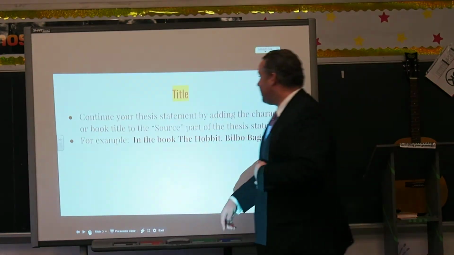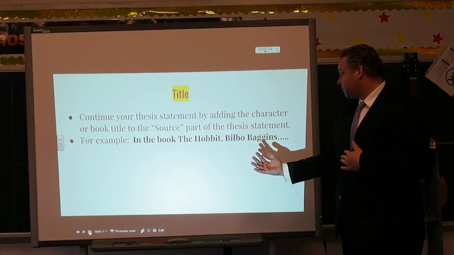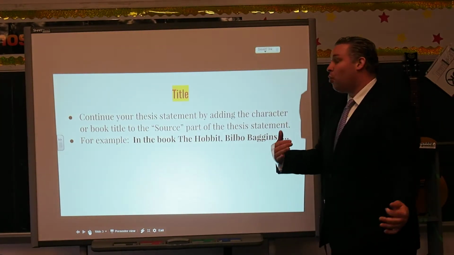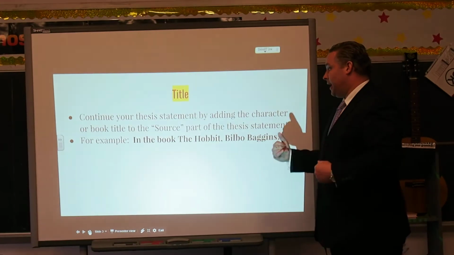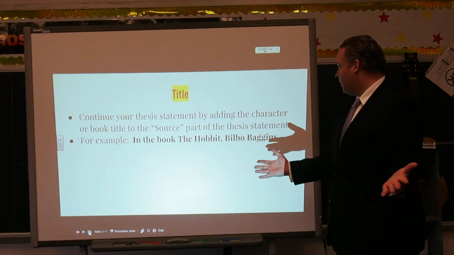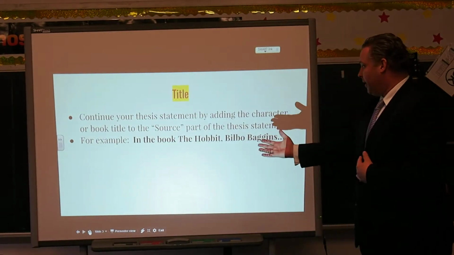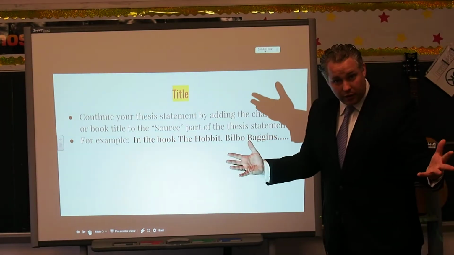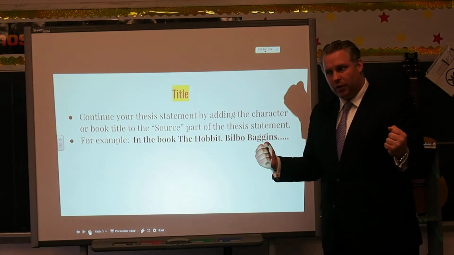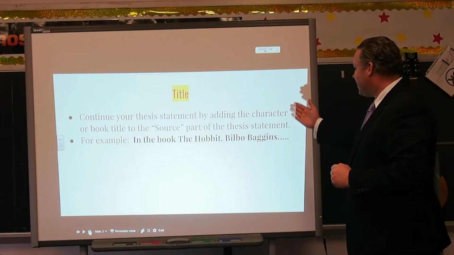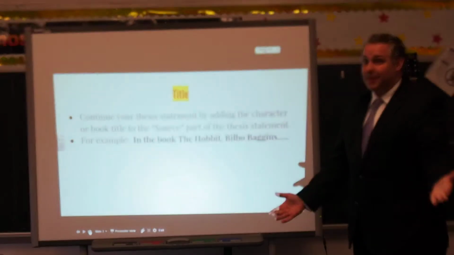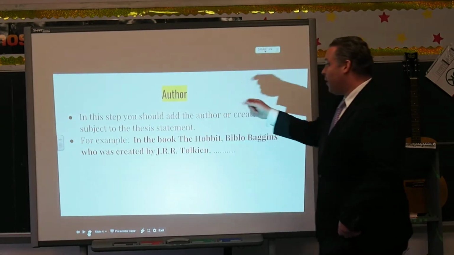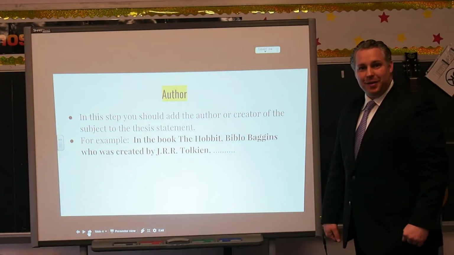Next, the title. In this step, you're going to continue your thesis statement by adding the title character, or in some cases, the book title, to the source section. So, in our example again, "in the book The Hobbit," there is really only one character we can choose. Well, there are several, but the one we're going to pick is Bilbo Baggins. Is it getting that difficult? Nope. Good. Moving on to our next part, author.